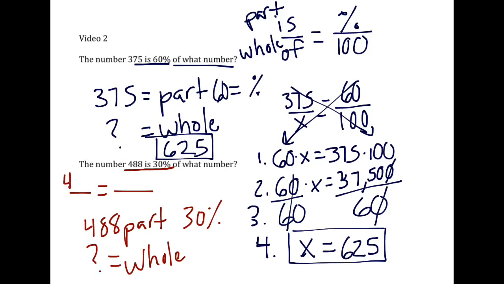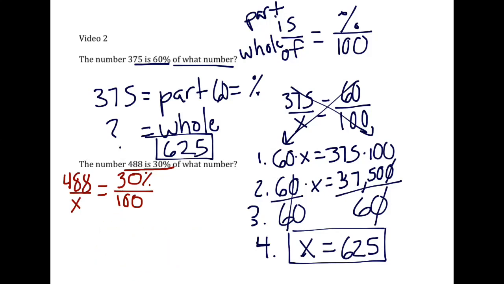So I put 488 on top, that's my part. I put x or a variable on the bottom because that's what I'm looking for. And then for my percentage, 488 is 30%, so I put that on top. And then below it, I need to put what percents are out of, which is 100. So I have 488 over x equals 30 out of 100. So step 1, and I can erase the stuff below it.